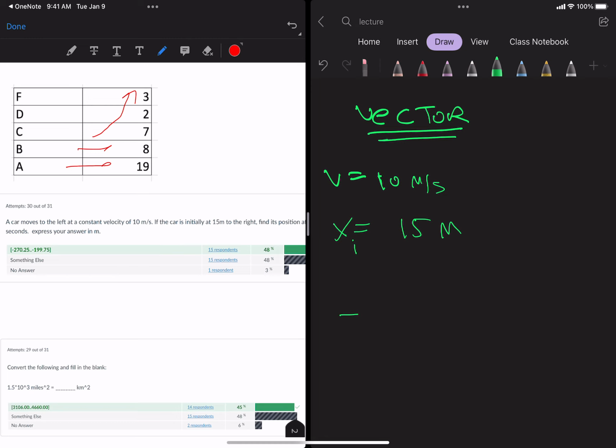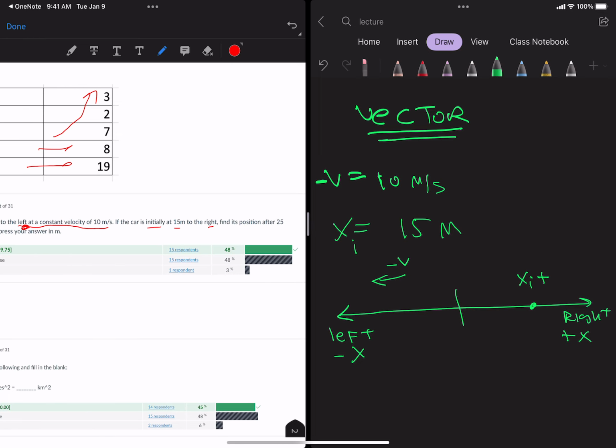So here, this might have been something that might have thrown some students off. We're going to assume that to the right means positive x, and to the left is going to mean a negative x. So there's a car, it's moving, so here it says, actually, let me backtrack here, it says to the left at 10 meters per second. So here the velocity is in this direction, so backwards, we're going to assume that that's going to be a negative. And it says that the car is initially 15 meters to the right, so it's going to be over here. So x initial is going to be positive.